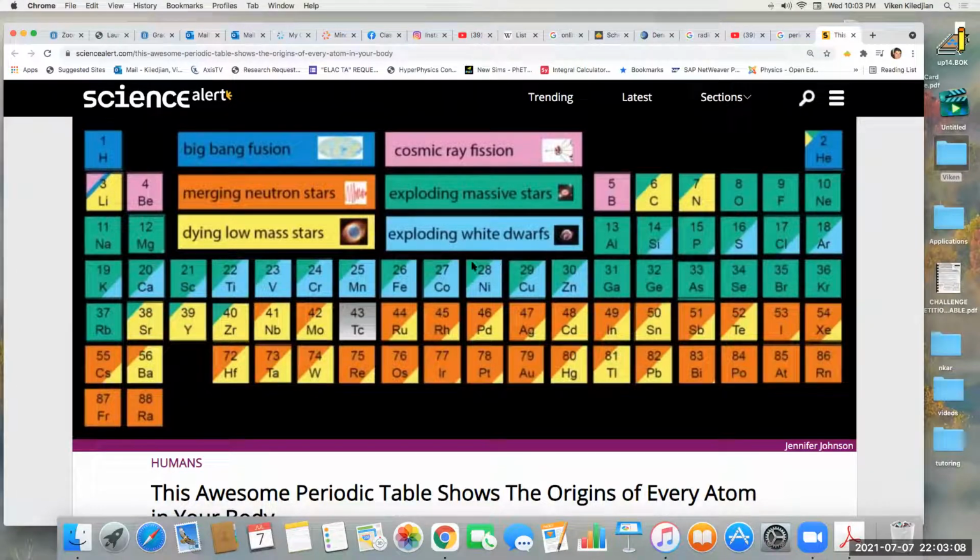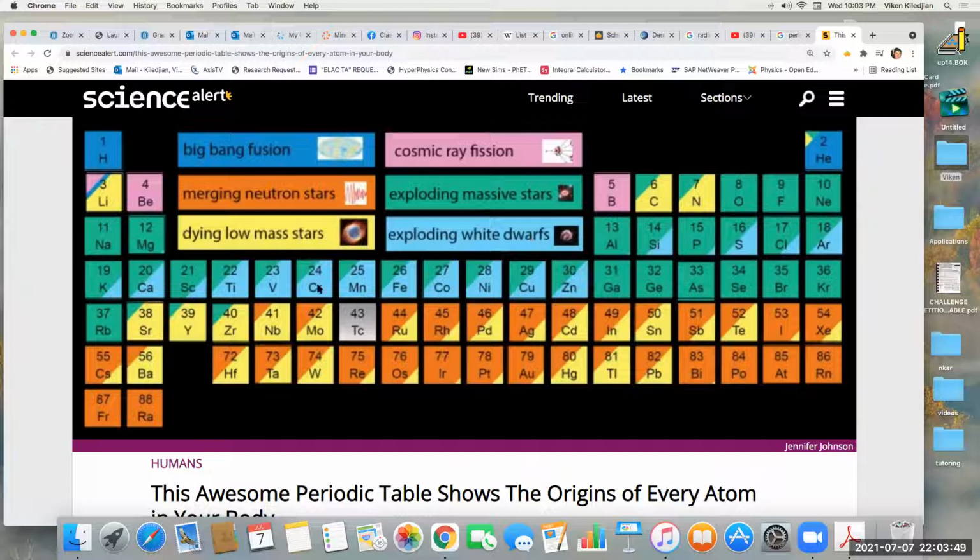Then comes exploding white dwarfs. Now, a nova explosion is not actually an exploding white dwarf, because only the accretion disk around the white dwarf is exploding. So we would have to look up exactly which elements a nova explosion creates. But I believe when they say exploding white dwarf, they're talking about the type 1a supernova, which we're about to talk about in this lab. That's when the white dwarf itself explodes.